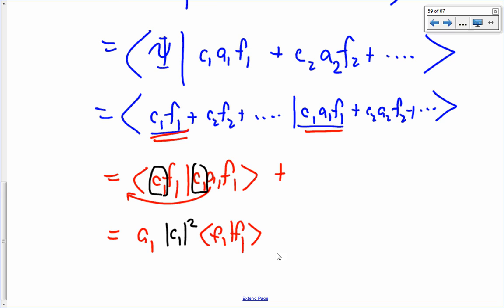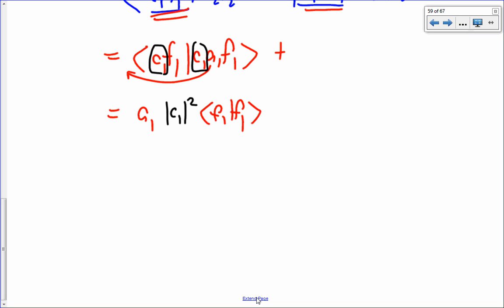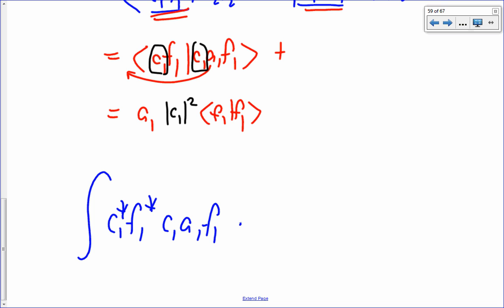Why can you pull out the a? Because this is going to be the integral of c1 star f1 star c1 a1 f1 d tau. So this c1, a1, and c1 star are all constants. You can pull them out of your integral. Okay?